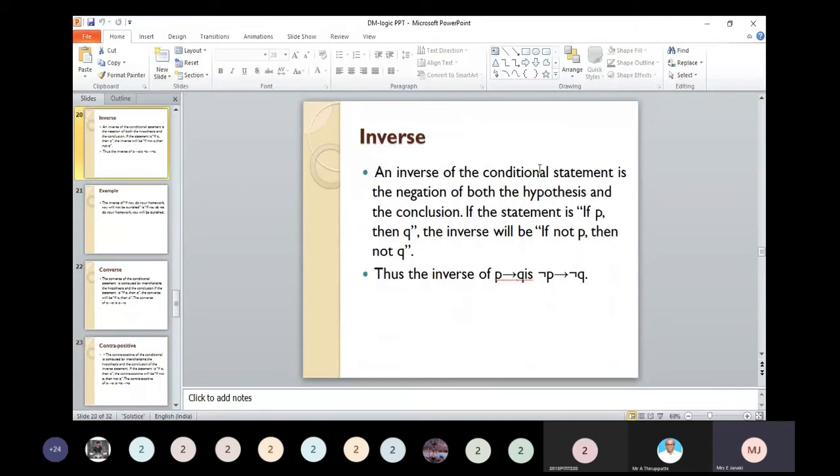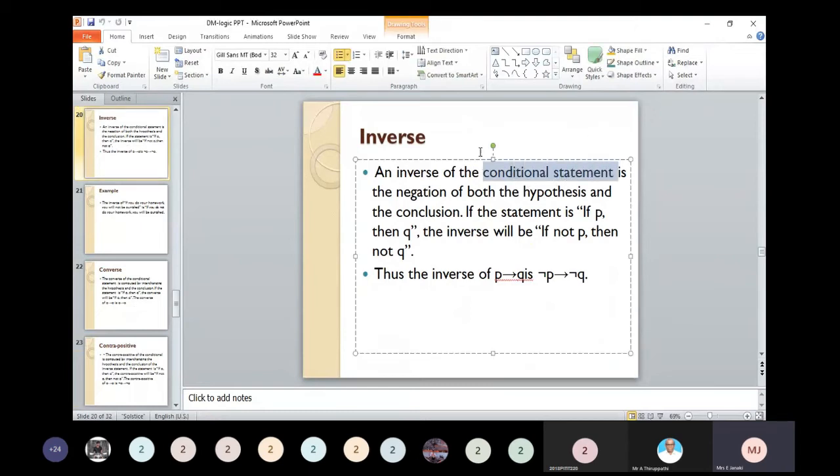See, the inverse of the conditional statement. So the given statement is the conditional statement. The inverse of the conditional statement is the negation of both the hypothesis and the conclusion. That is, the mathematical notation is what? The given statement is P conditional Q. What about the inverse of the given statement? Take the negation of both statements, the hypothesis and the conclusion. That is negation P and negation Q. So now take the condition for this: negation P conditional negation Q. This is said to be the inverse.